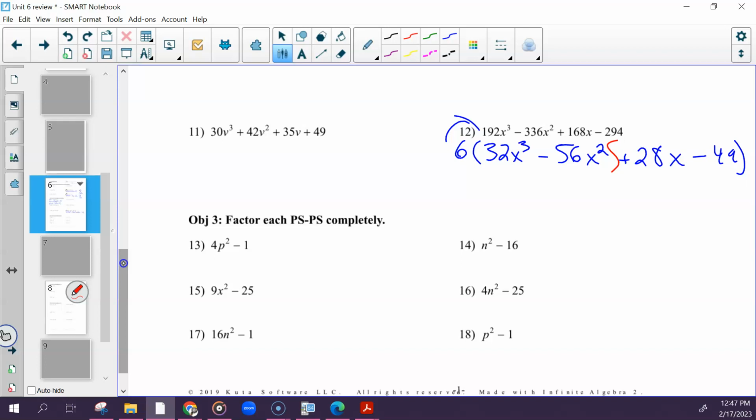8. Any variables? X squared. Okay, so bring down your 6. 8x squared. If we divide that out, what's left? 4x minus 7. This is 7. Okay. What could we divide out of those last two? 7. And what would that leave us with? 4x.